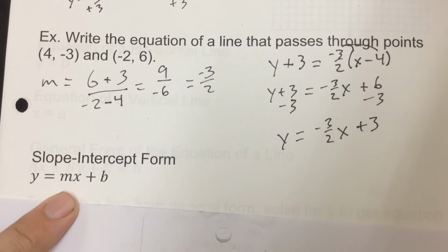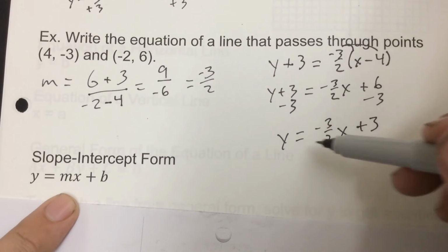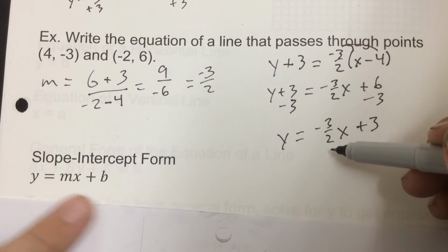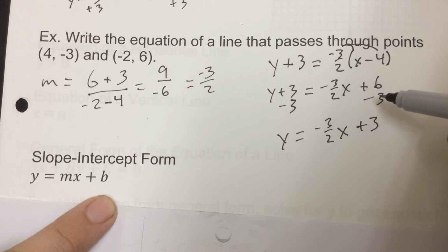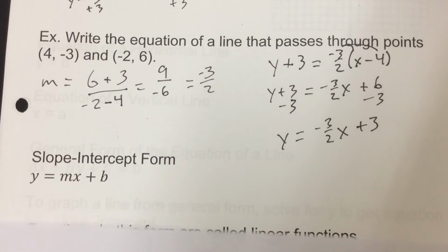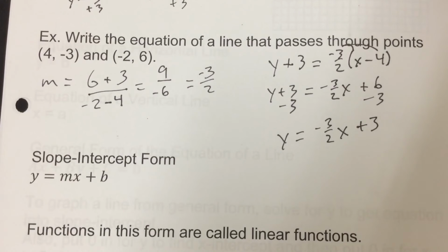So slope-intercept form. M, so the number in front of the x is our slope. So in this case, our slope is negative 3 halves. So we'd go down 3, right 2. What's added or subtracted on is your y-intercept. So being plus 3, we would start up 3 on our graph on our y-axis. If it was a negative 3, we would start down 3 on our y-axis. But we would use that when we go to graphing.